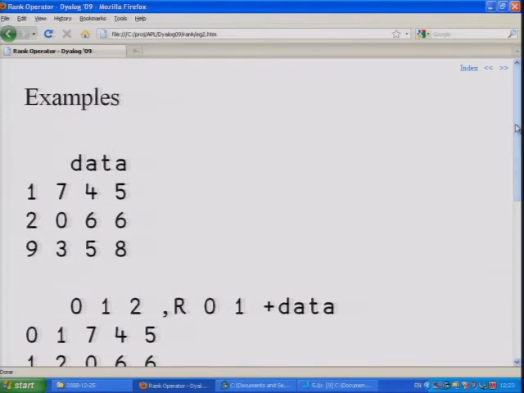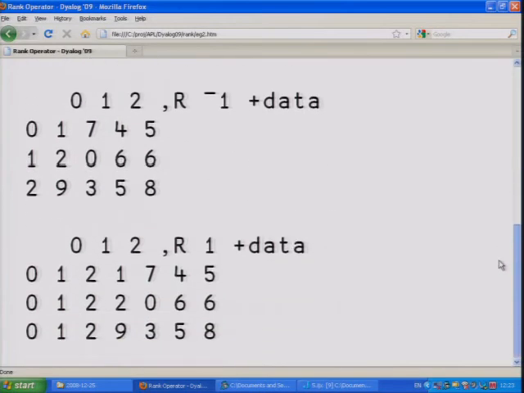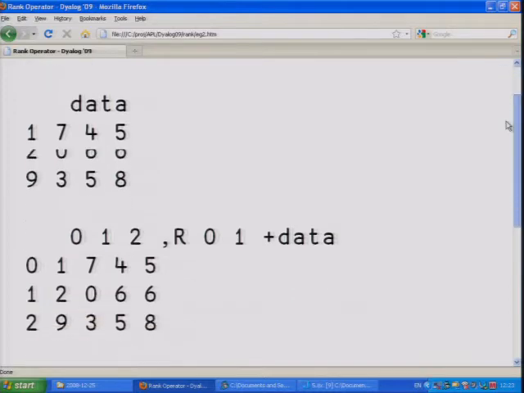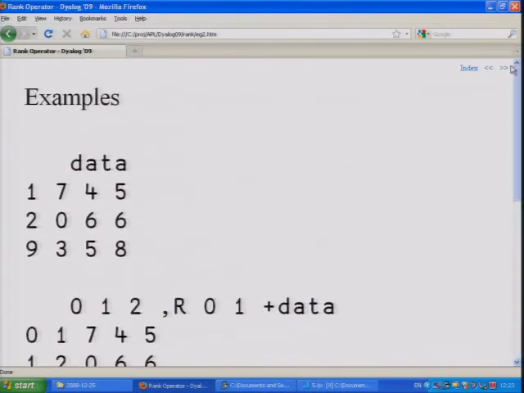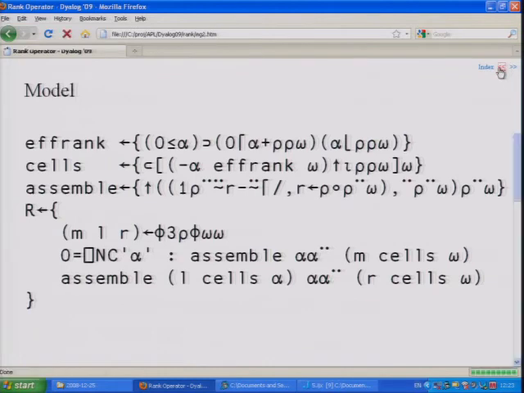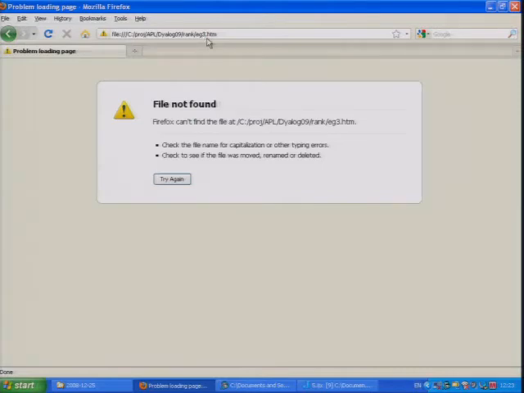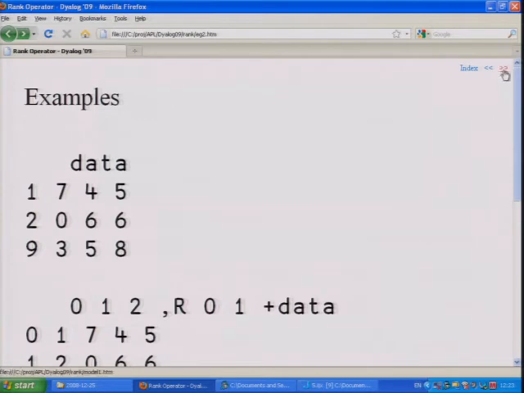And I mentioned rank -1 here, so, whoops. What happened? Yeah, no. It's the first law of demos: things go wrong. Okay, never mind. Okay, so now I'll go to the model.